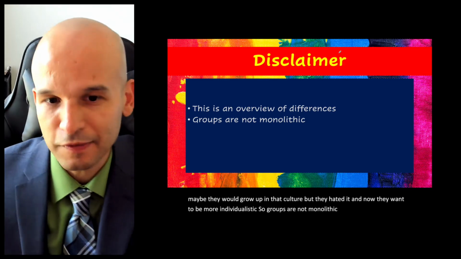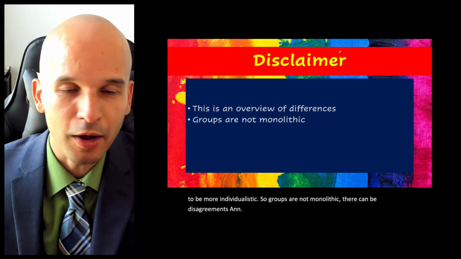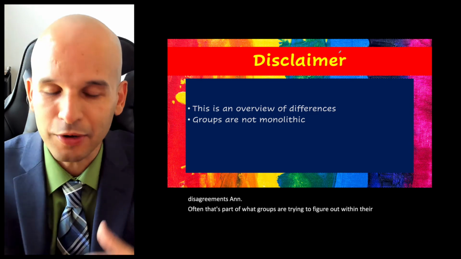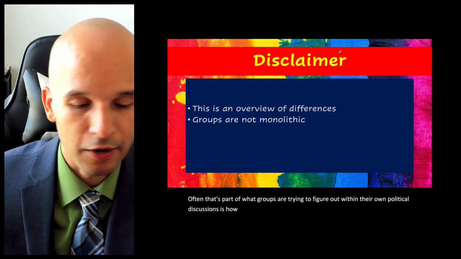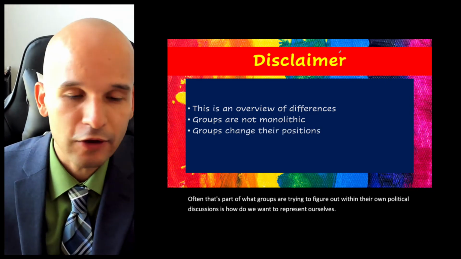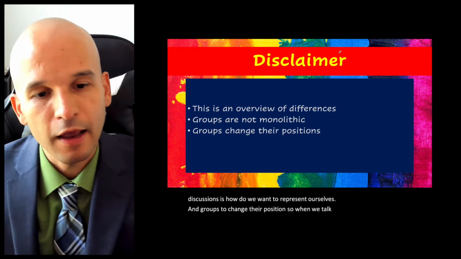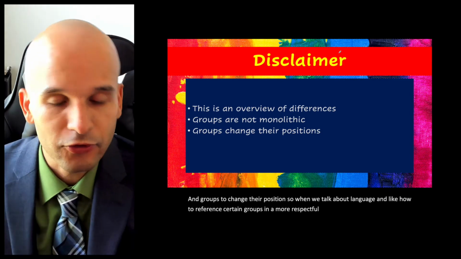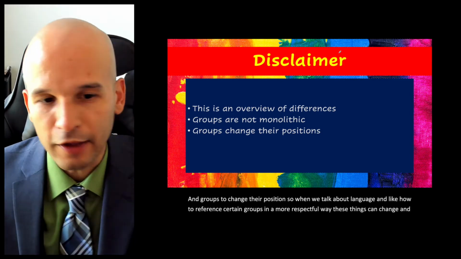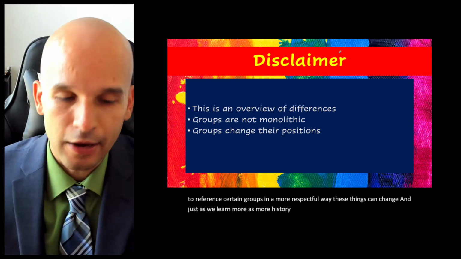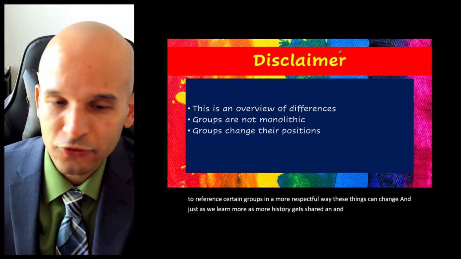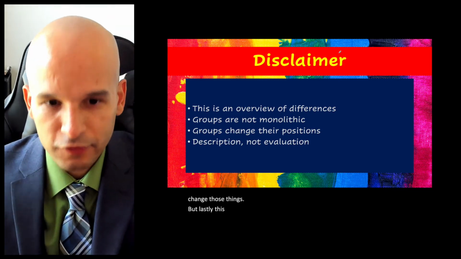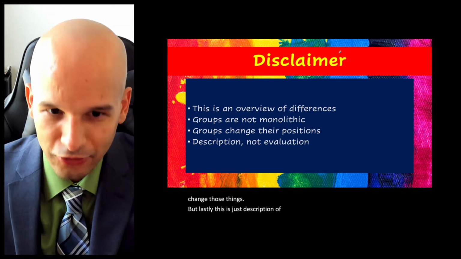There can be disagreements. And often that's part of what groups are trying to figure out within their own political discussions: how do we want to represent ourselves? And groups do change their position. So when we talk about language and how to reference certain groups in a more respectful way, these things can change as we learn more, as more history gets shared, and such. But lastly, this is just description of difference. It's not evaluation of difference.